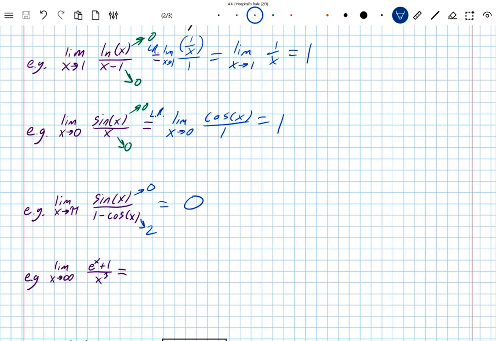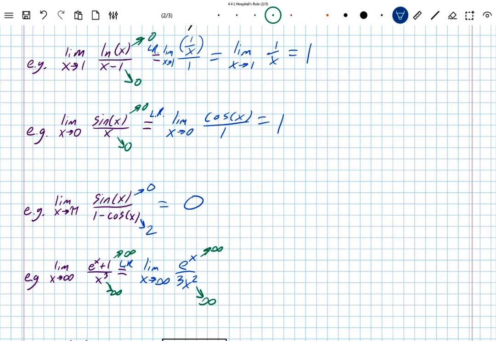This one's a little different. If I check, looks like the top is going to infinity, the bottom is going to infinity. That definitely counts. Let's do our old friend L'Hopital. The derivative of the top is e to the x. The derivative of the bottom is 3x squared. Okay, so now I'm going to try to plug in. And when I try to plug in, I notice that in the top, I still get infinity. In the bottom, I still get infinity.